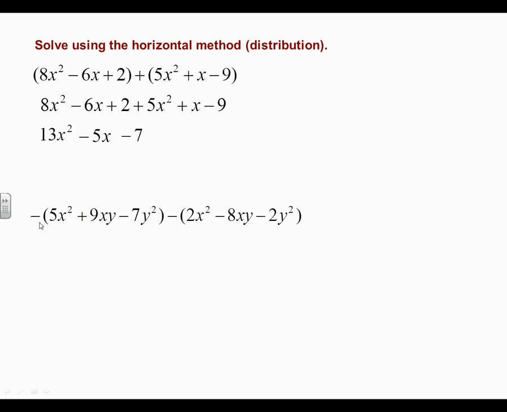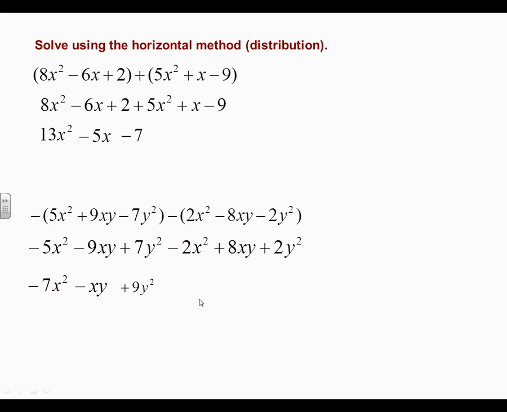Next example. Here I've got a negative in front of the parentheses, so there's actually a negative 1 that has to be distributed in. And over here I've got another negative 1 being distributed in. So when I do my distribution, I end up with this step. And now I add like terms. Negative 5x squared minus 2x squared is negative 7x squared. Negative 9xy plus 8xy is negative 1, or just negative xy. And 7y squared plus 2y squared is plus 9y squared.